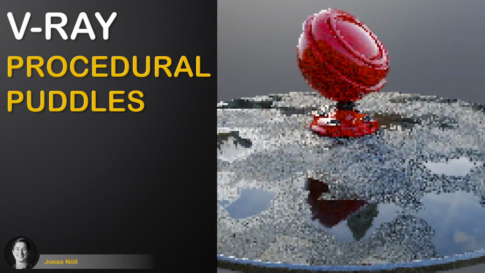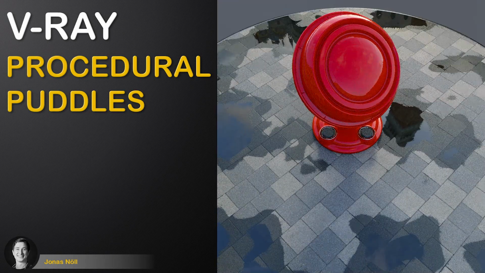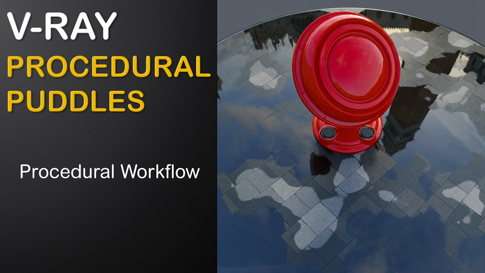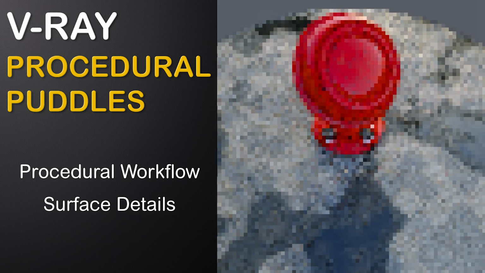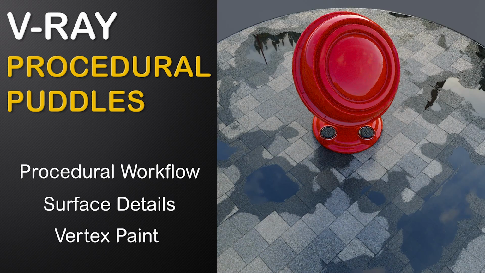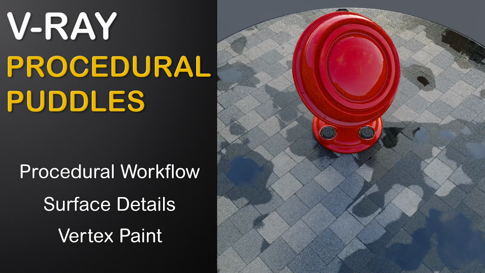In this video you will learn how to create a wet flow effect. For this we will first develop a fully procedural workflow, then blend in surface details for a more photorealistic look, and finally use Vertex Painting to position our puddles exactly where we want.